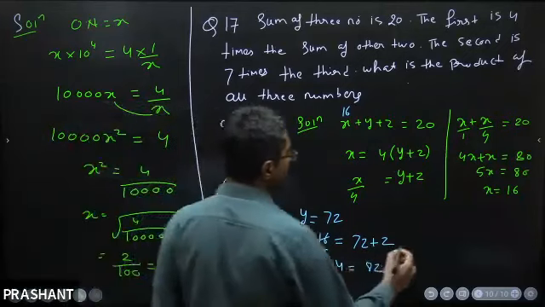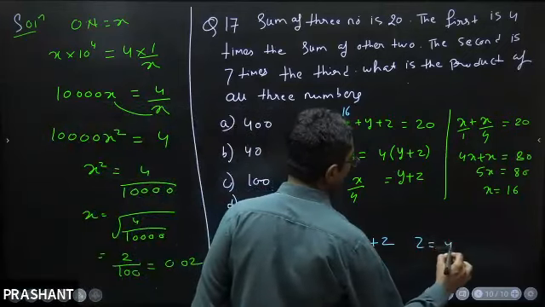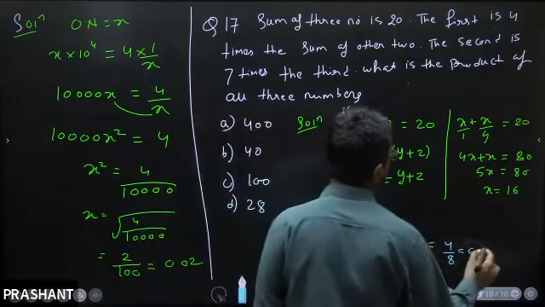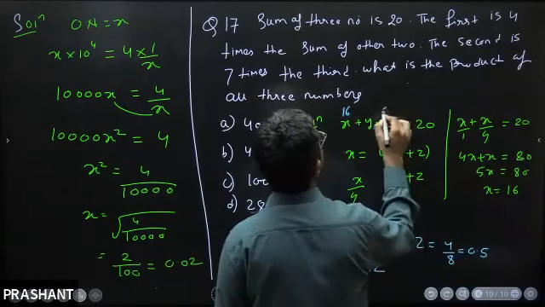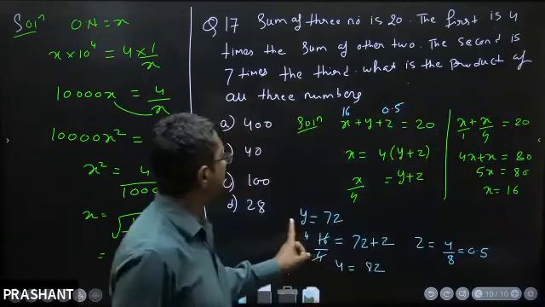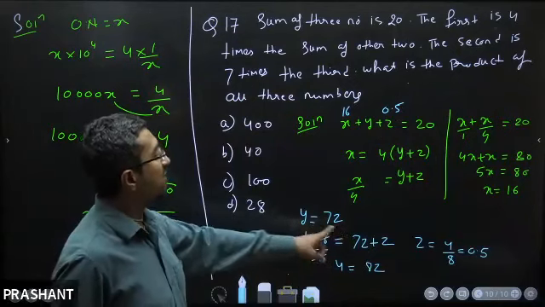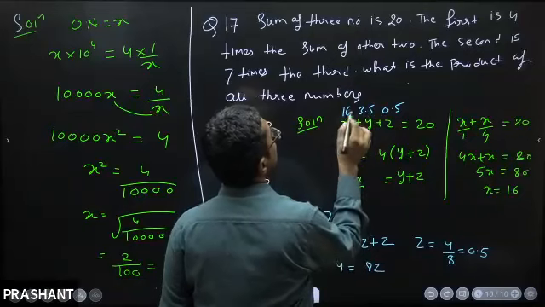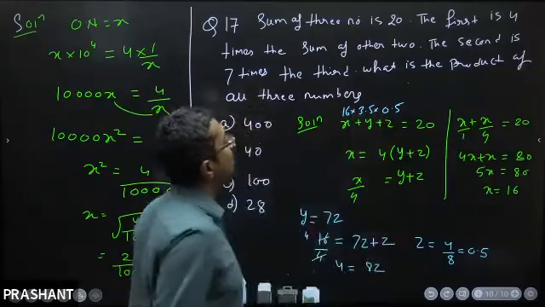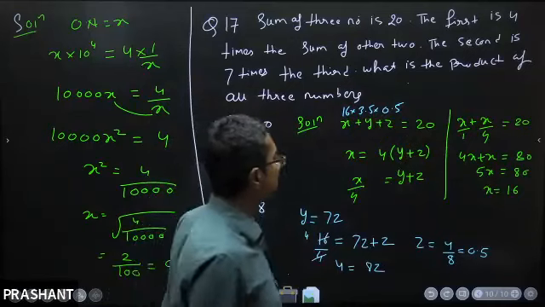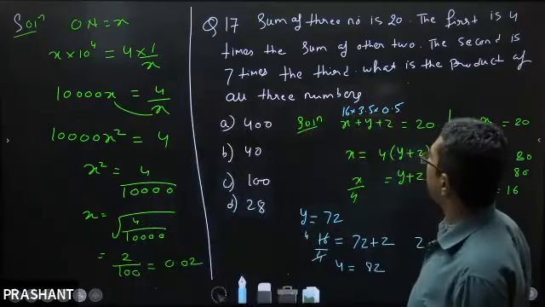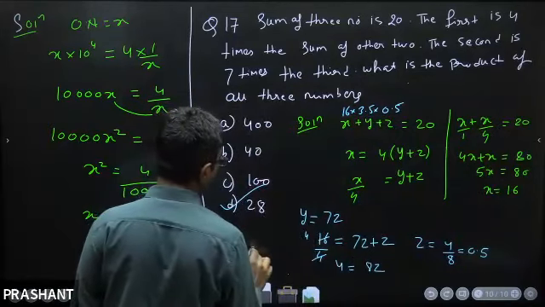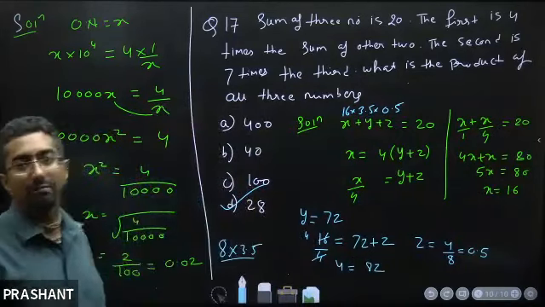So from here, what value of z did we get? z is equal to 4 upon 8, that is 0.5. So I got this value as 0.5. And remember y is equal to 7 into z, so 7 into 0.5 is 3.5. So these are the three numbers. Multiply all three, what do we get? 16 into 0.5 is 8. 8 into 3.5 is 28.